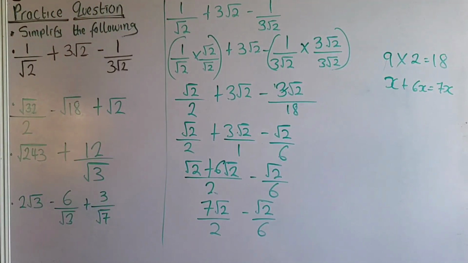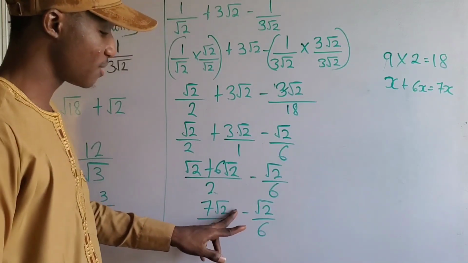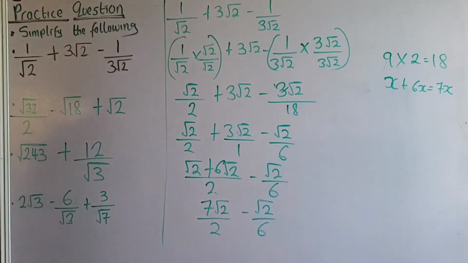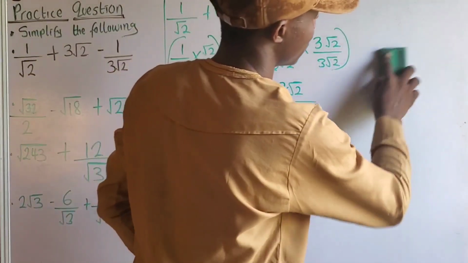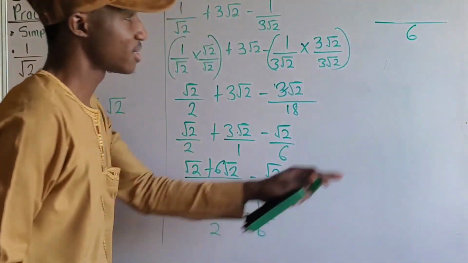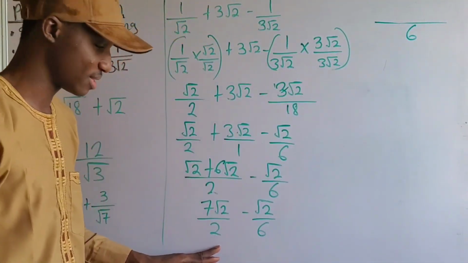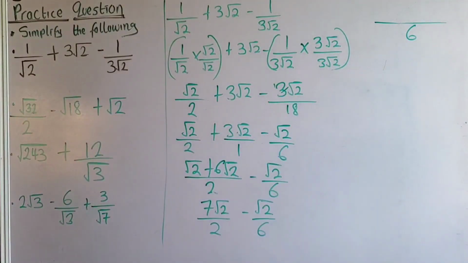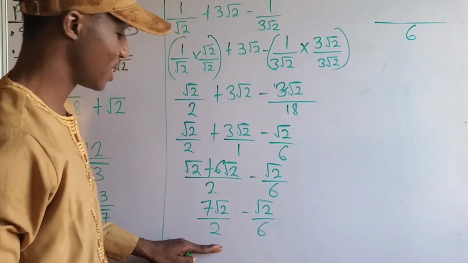Okay, take the LCM of 7 root 2 over 2 minus root 2 all over 6. The LCM is 6, right? Yes. So let me erase this. The LCM is 6, so I'm going to have this all over 6. 6 divided by 2, that is 3. 6 divided by 2, that is 3.